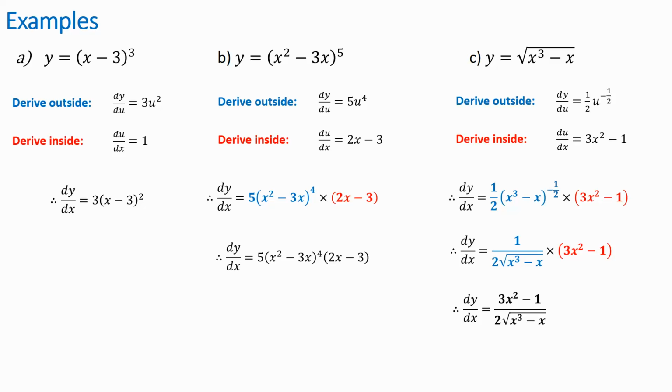You can leave your answer like that. So again, do du/dx, so differentiate the inside, that gives you 3x squared. Differentiate minus x, you get the minus 1. Pretend this didn't exist, there'll be u to the power of half. Bring down the half, u to the power of half minus 1.